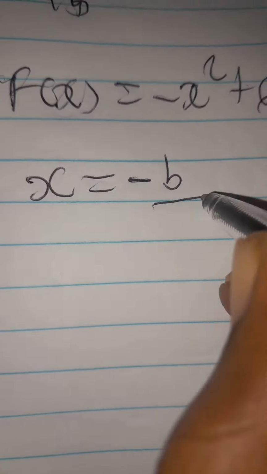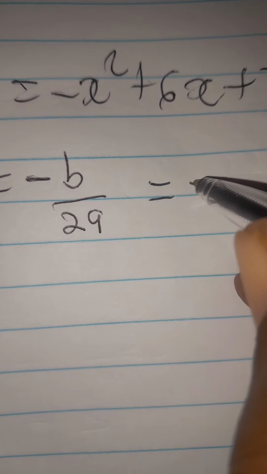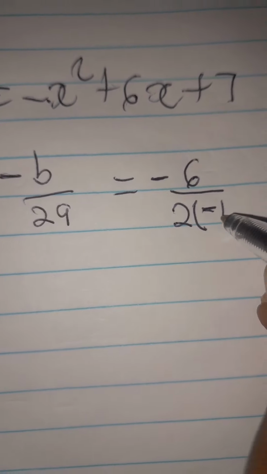There are many ways you can find the turning point of a quadratic function. You can calculate the x-intercepts, add them and divide by 2 to get the x turning point. But to make things simpler, we are going to use the formula negative b over 2a. Your b is positive 6, so it will be negative 6 divided by 2, and a is negative 1.